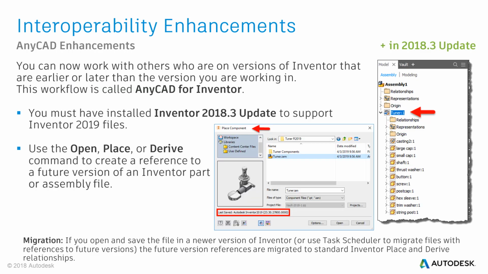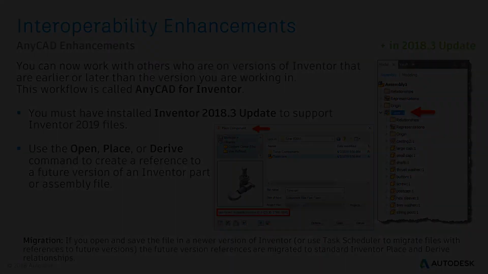I mentioned in my first slide of this session that you can work with Inventor 2018 files in Inventor 2017. The Identical Benefit provides Inventor Release 2018 as well. Along with the Inventor 2018.3 update comes the capability that lets you work with others who are on Inventor 2019. For example, you can now reference an Inventor 2019 part file in Inventor 2018. Please note you must have Inventor 2018.3 installed to support 2019 Inventor files.